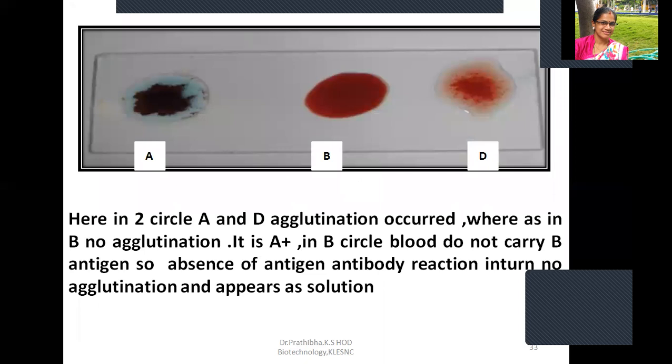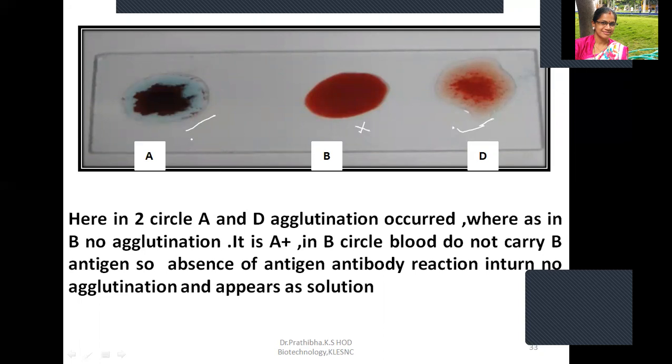Okay, here you can see the reaction. In two circles, that is A and D, agglutination has occurred, whereas in B, there is no agglutination. It is A positive. Why? Because here you can see the agglutination, and here you can see the agglutination, but here there is no agglutination. This is a clear solution after mixing both anti-sera and blood. Here, after mixing using mixing sticks, you can see the agglutination. So here also you can see the agglutination.